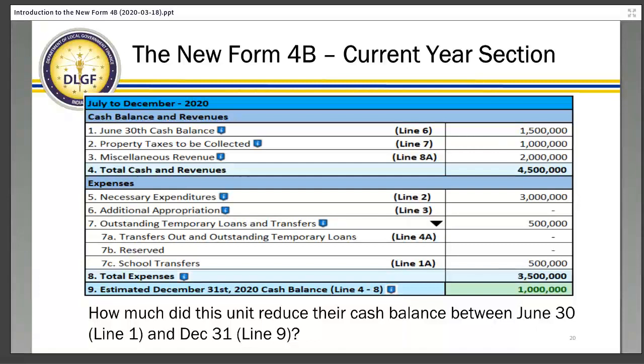The department doesn't have a position on whether or not this is the right move or the wrong move. What we're trying to do is make sure that with our new template, we can illustrate what is happening to the cash at these two specific points of time, assuming that all revenue expected is collected and all expenses proposed are actually made. A unit can see that in a 6-month period, they will be spending more than they are bringing in. In this case, it's the difference between line 1 and line 9.